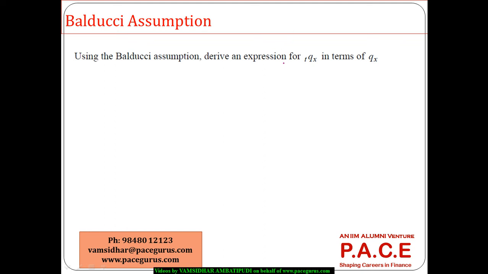Let's try to understand Balducci's assumption a little bit more in detail. We know the assumption is nothing but 1 minus t qx plus t. If t is lying between 0 and 1, I can very well write it as 1 minus t times qx. Right? So this is what we are trying to bring in. So let's see how we can work it out.